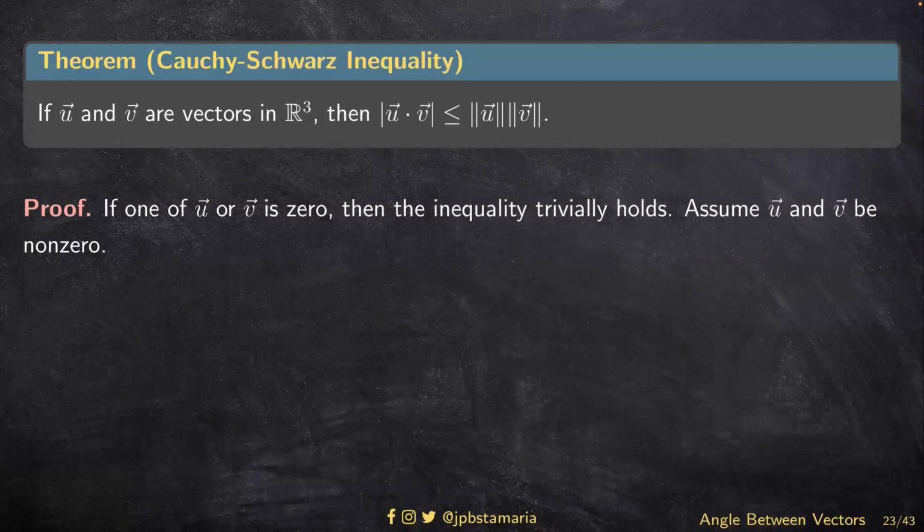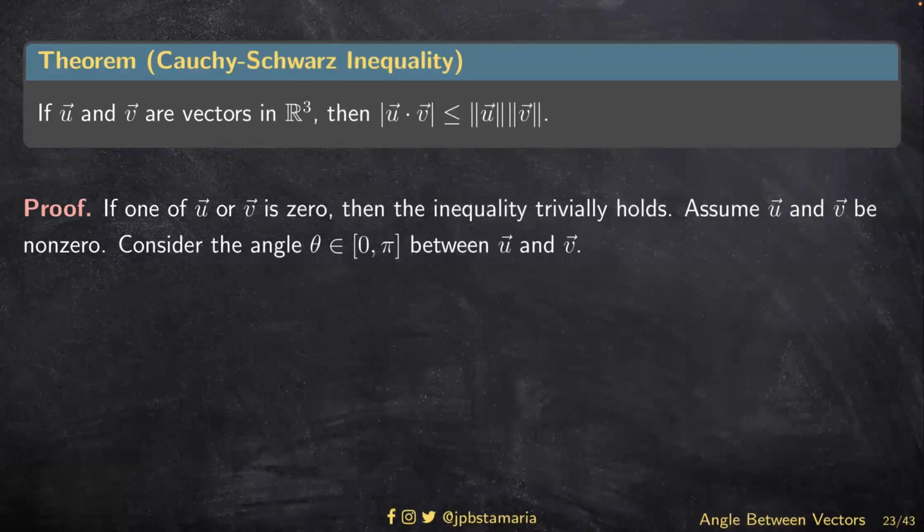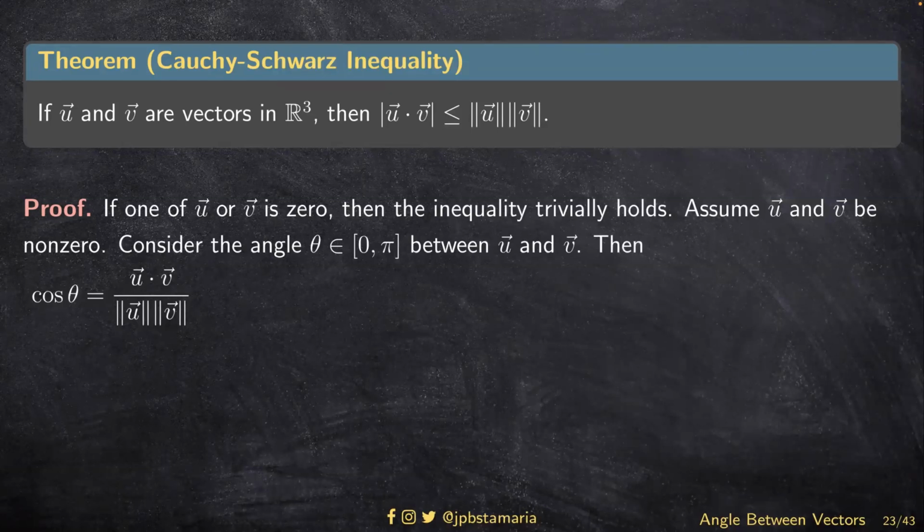Okay? If they are not 0, what do we have? Aha. We can consider the angle between them. So let's consider the angle theta between U and V, which is measured from 0 to pi. Then using the cosine formula, we get the following, right? And then I can solve the dot product as this.